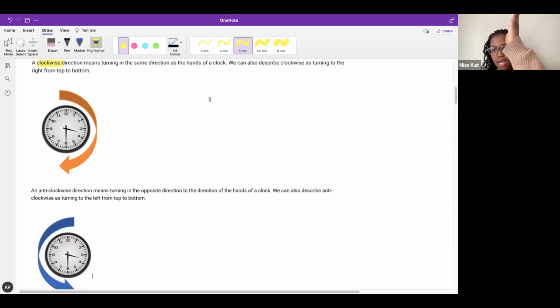So if you're there, you are going to the right. Which means anti-clockwise is the other way. You're going from top to bottom, turning left. That is the opposite direction in which the hands of a clock go.